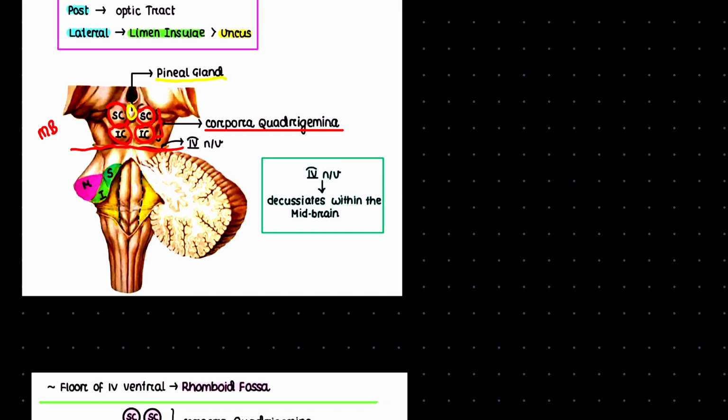Now if we look carefully, there is one nerve, the fourth cranial nerve, which we said earlier is the nerve that comes from the dorsal side, below the inferior colliculus. Yes, this is our fourth cranial nerve. Moving downward, we'll see the pons. This is the region of the pons, and then we have the medulla oblongata.